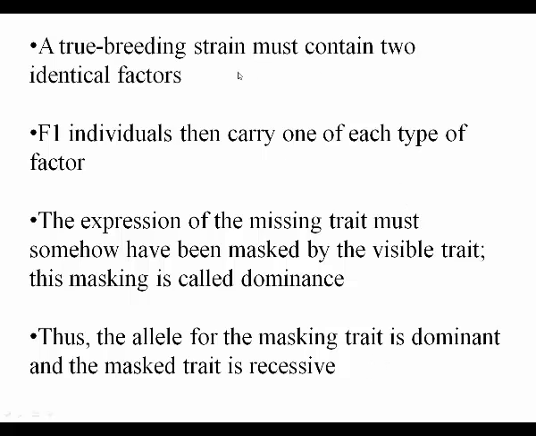He suggested that a true breeding strain, those that he uses in his P generation, have to contain two identical factors, and then the F1, the offspring from the P generation, carry one of each type of factor. He noticed that there was a trait that was dominant, which was always prevalent, and one that was missing, or recessive. He proposed that the expression of the missing trait must somehow be masked by the visible trait, and he called this masking dominance. So the version for the masking trait is dominant, and the version for the masked trait is recessive.